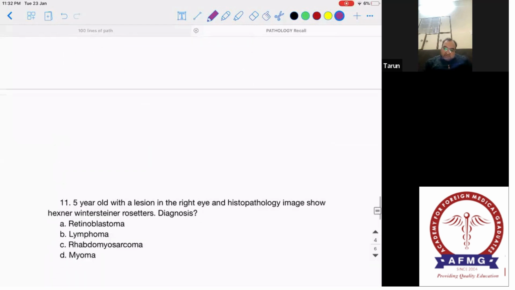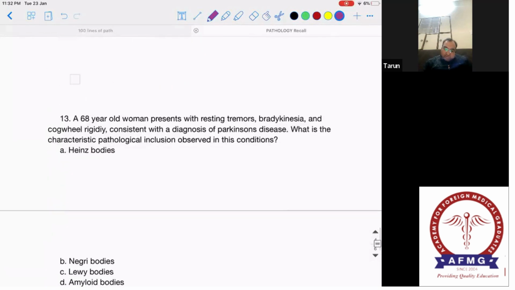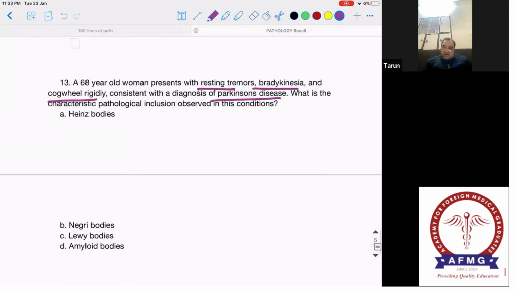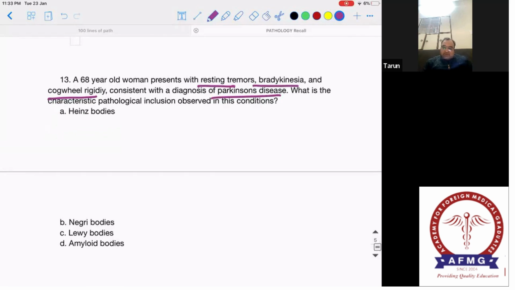Some students said that it is given in this form, that there is a 60-year-old woman presenting with resting tremors, bradykinesia, cogwheel rigidity, consistent with the diagnosis of Parkinsonism, and then they ask about the pathological lesion that is seen in the brain. So again, in both of the patterns, I think it's a very straightforward question: the condition is Parkinsonism, and they are asking about the pathological lesion in Parkinsonism.